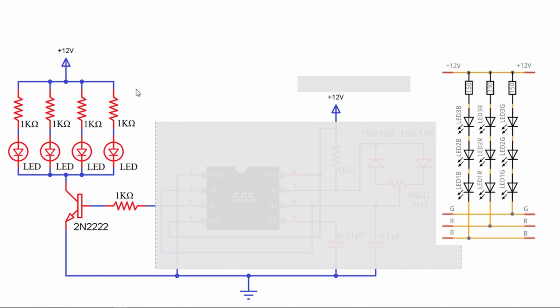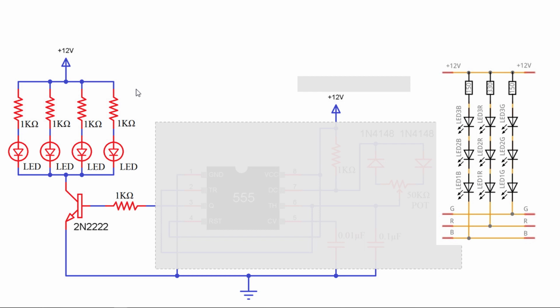Picture those 4 LEDs as 4 red LEDs, or 4 green, or 4 blue, or 4 white. So you've got 1 dimmer controlling all of the red LEDs, and each LED has a resistor in series, that's the 1K ohm, because the LEDs can't handle 12 volts. They can only handle about 2 to 3 volts. So you have to dissipate the power, the additional voltage, in a dropping resistor.